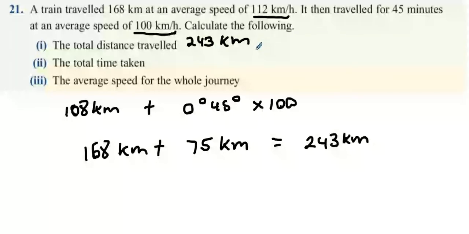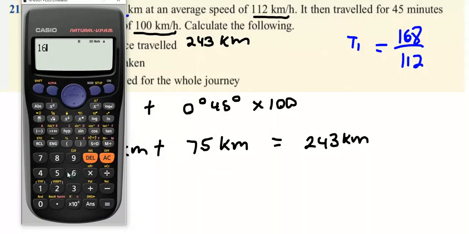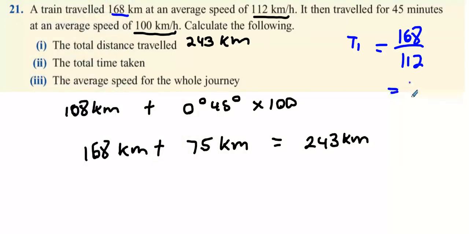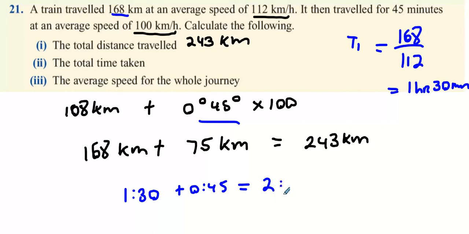How do I get the total time? I need the time from the first part of the journey, which is 168 divided by 112. That's my T1. So 168 divided by 112. That's 1.5 hours, otherwise known as 1 hour and 30 minutes. Okay. 1 hour 30 minutes plus 45 minutes is 2 hours and 15 minutes. Okay, so far this is pretty easy, isn't it?